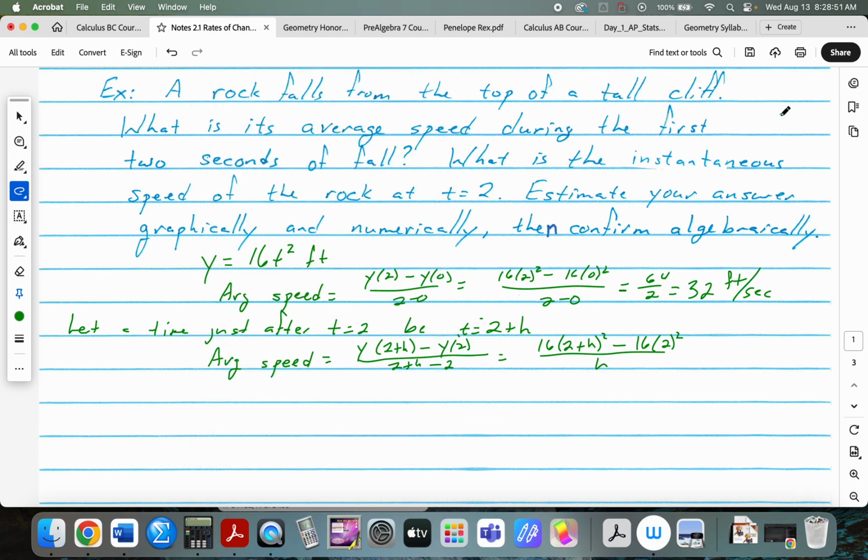So the average speed as h goes to 0, then the average speed is, I'll go ahead and put that it's approximately, but I'm pretty convinced that it's exactly 64 feet per second.